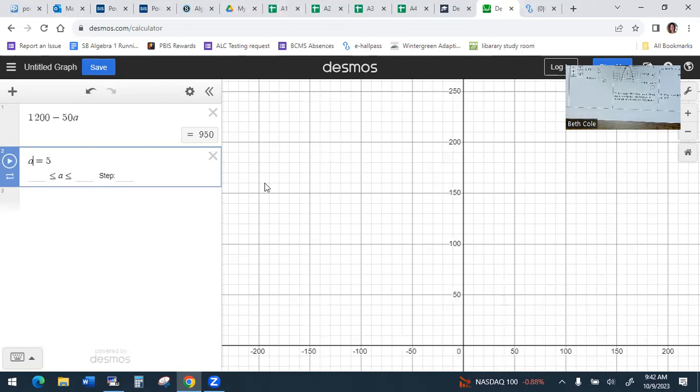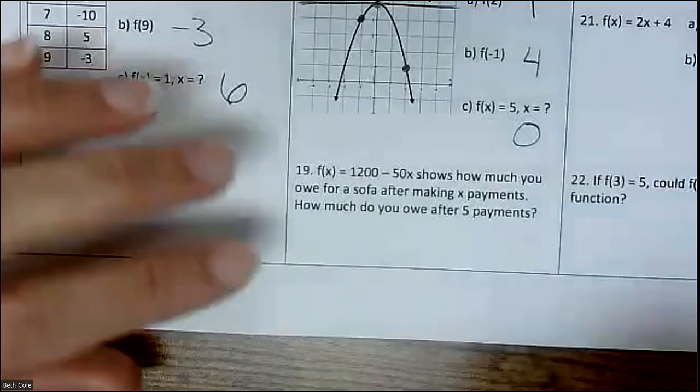All right, how much money do we still owe on our sofa? $950. Furniture is expensive.